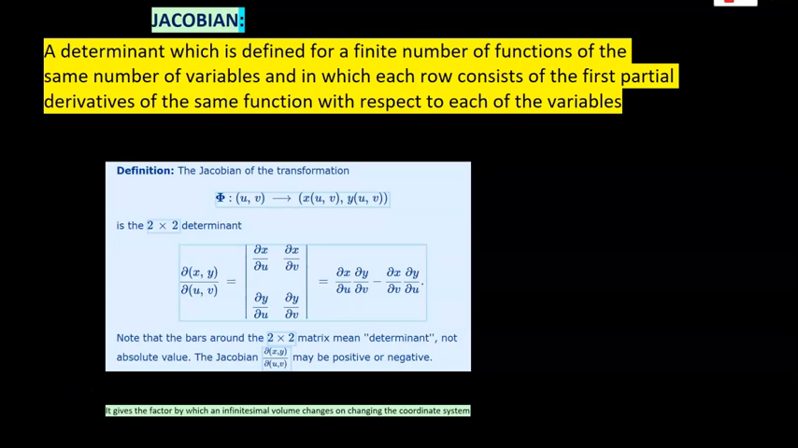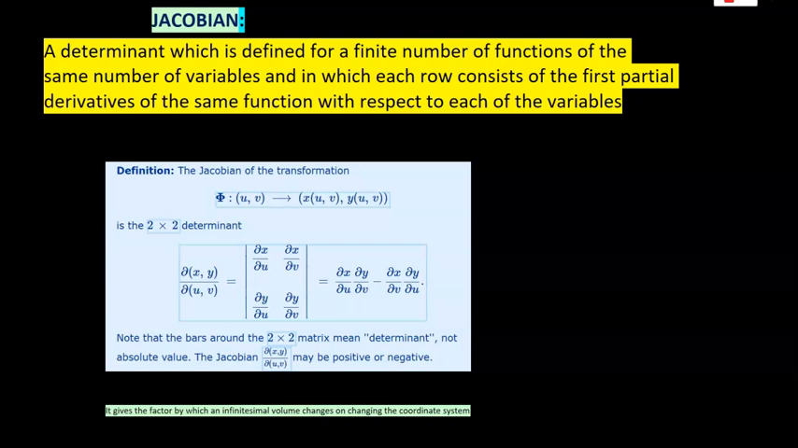In this video, let's see about Jacobian. It is basically a determinant which is defined for a finite number of functions of the same number of variables and in which each row consists of first partial derivatives of the same function with respect to each of the variables. So what is the application of Jacobian?